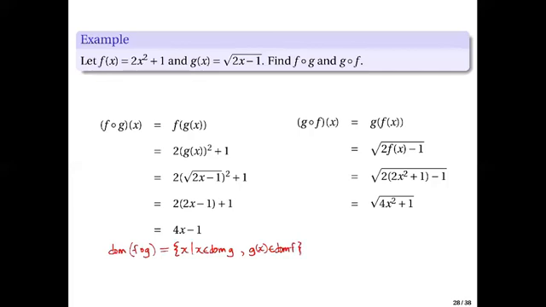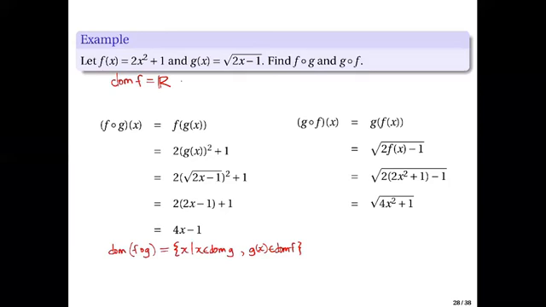But let's write what's the domain of f here. Domain of f. This is a quadratic expression. So whatever real number you use, you will have a value. The domain of F, it's the set of real numbers.